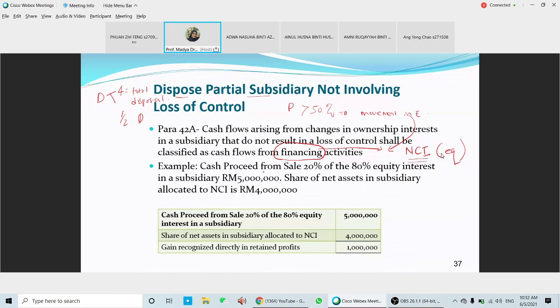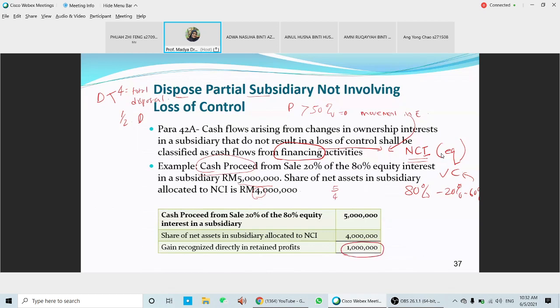So the cash proceeds from the sale of 20% of the 80%. The parent has 80% and then sold 20%, so it still has 60%. 60% means that there is still control. So the parent sells the equity interest of 20% for 5 million. Cash proceeds 5 million. The share of net asset in the subsidiary was 4 million. So from the 5 million proceeds, the NCI here is 4 million, so we're going to have a gain of 1 million.